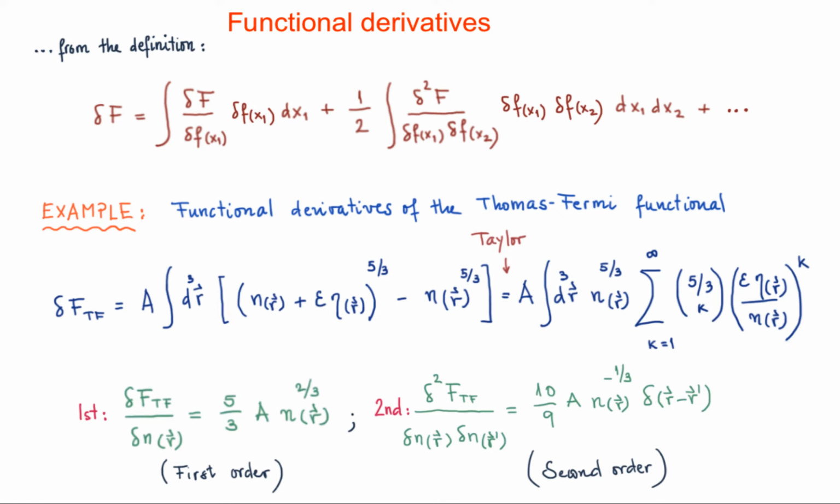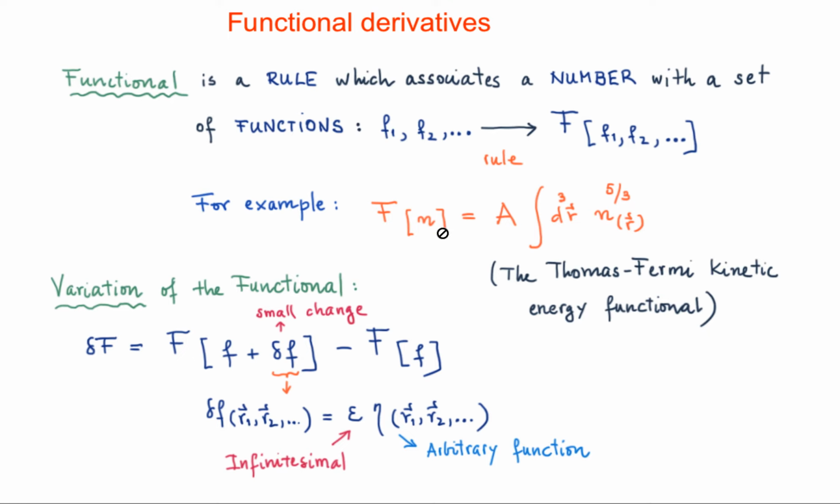So let's do a basic, simple example. Here we are considering the functional we have defined above, which is the Thomas Fermi kinetic energy functional, which again appears in the Thomas Fermi model. That's not important here. This functional represents the kinetic energy as a functional of the electronic charge density. We are going to calculate the first order and second order functional derivatives of F with respect to n.